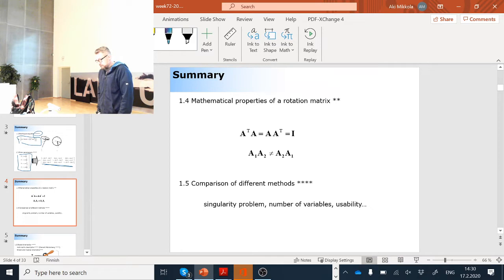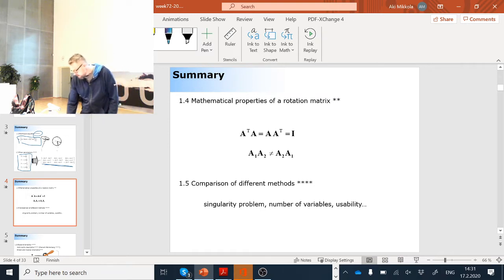Okay, then mathematical properties of the rotation matrix, that's just 2 stars, so not that important. Now, the thing about this is that the rotation matrix is mathematically orthogonal. That means that if you take a transpose of the rotation matrix and multiply that with the original rotation matrix, you end up with an identity matrix. Then also in three-dimensional space, rotation order is something you cannot change. That's what we discussed as well.